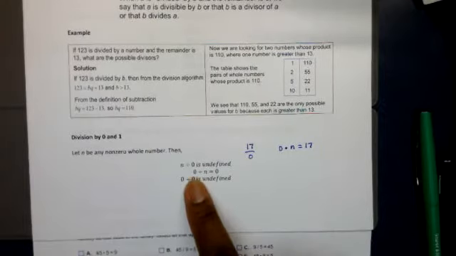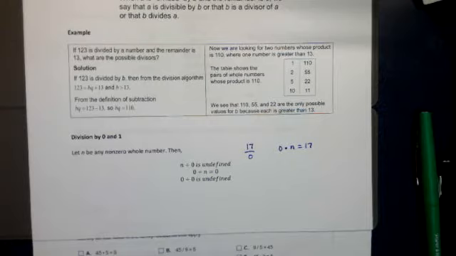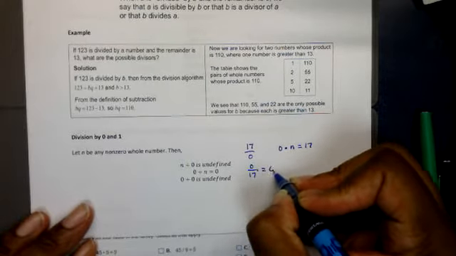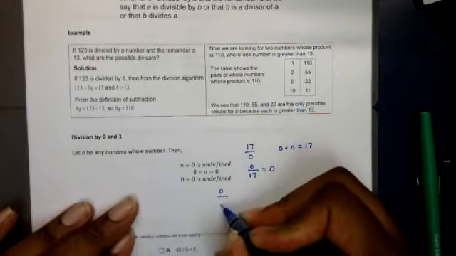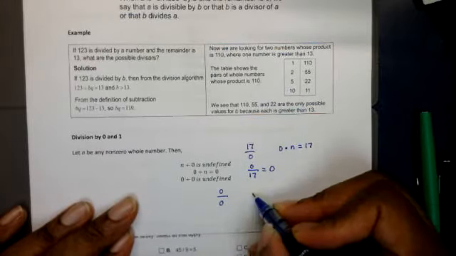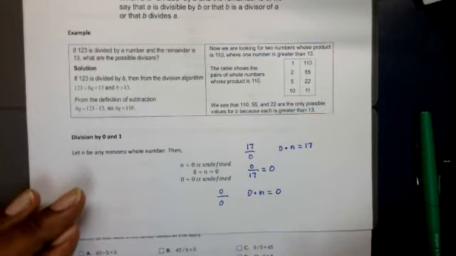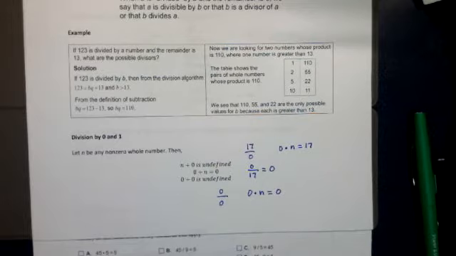Now, in this case, 0 divided by any number n, with the exception of 0, is 0. So if I do 0 divided by 17, that would be equal to 0. And 0 divided by 0 is undefined. What do I mean by that? That means 0 times what number I choose has to give us 0. And there are infinitely many numbers that I can choose for n.